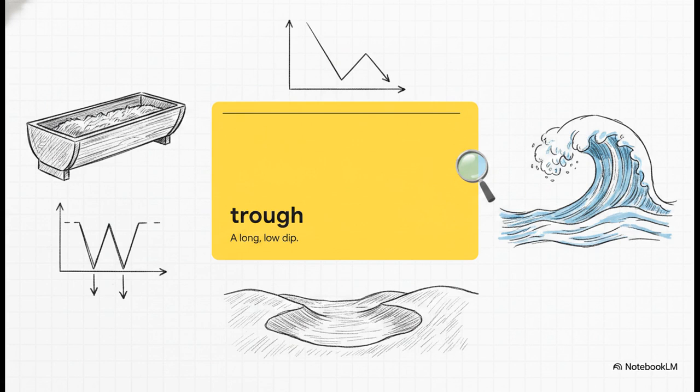So, trough. As a noun, the core meaning of trough describes a very specific shape. It is a long, low dip. Keep that mental image of a long, low dip right at the front of your mind because it's literally the master key that unlocks all the different ways we use this word.